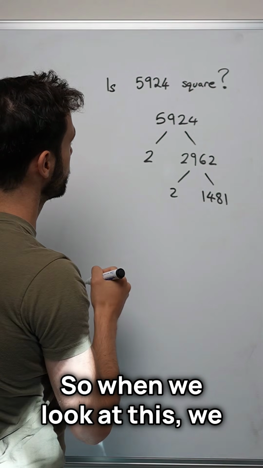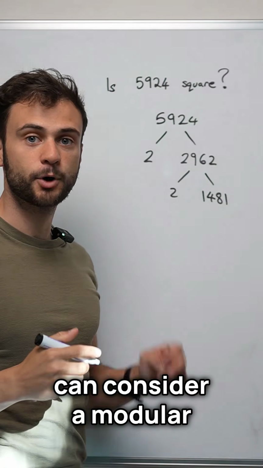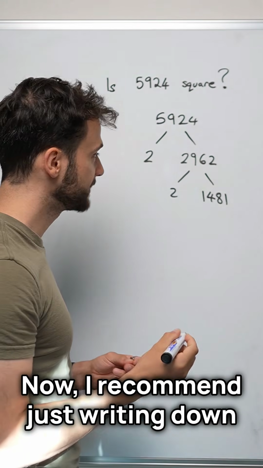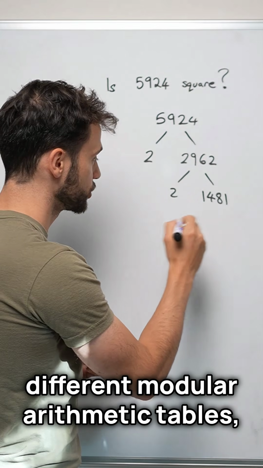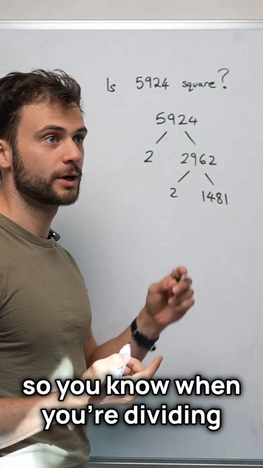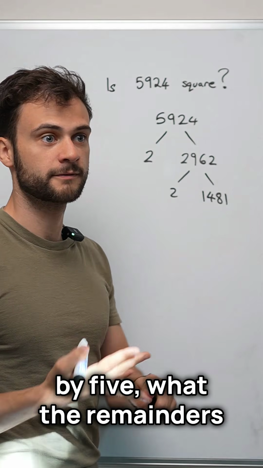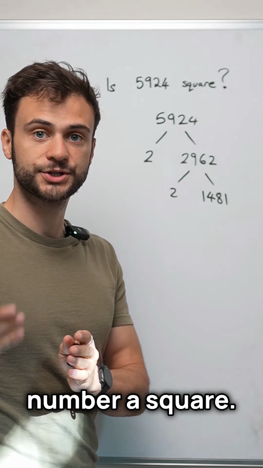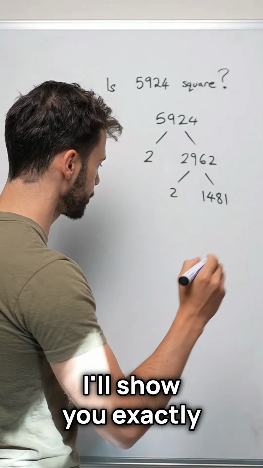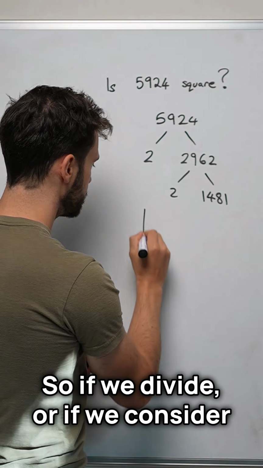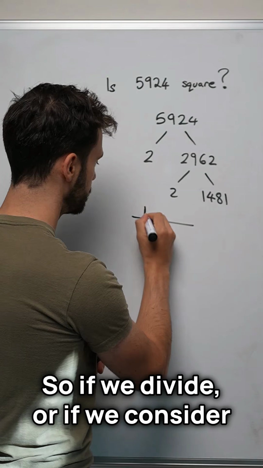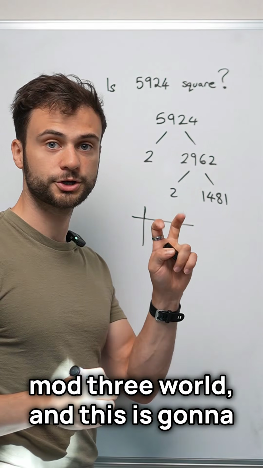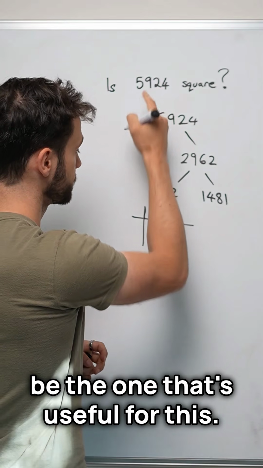So when we look at this, we can consider a modular arithmetic table and consider this mod 3. Now, I'd recommend just writing down different modular arithmetic tables so you know when you're dividing by 3, dividing by 4, dividing by 5, what the remainders are that could make that number a square, okay? I'll show you exactly what I mean. So if we consider multiplying numbers in the mod 3 world, and this is going to be the one that's useful for this.